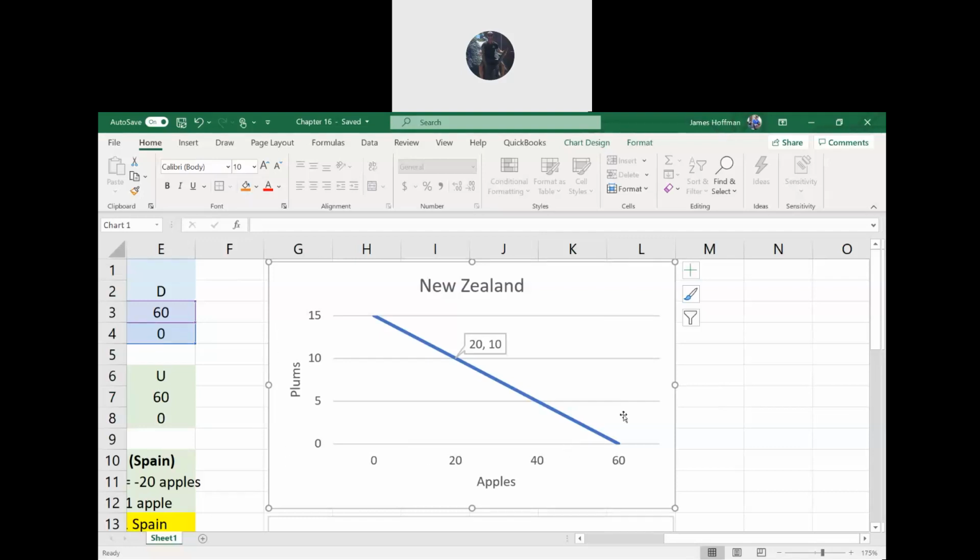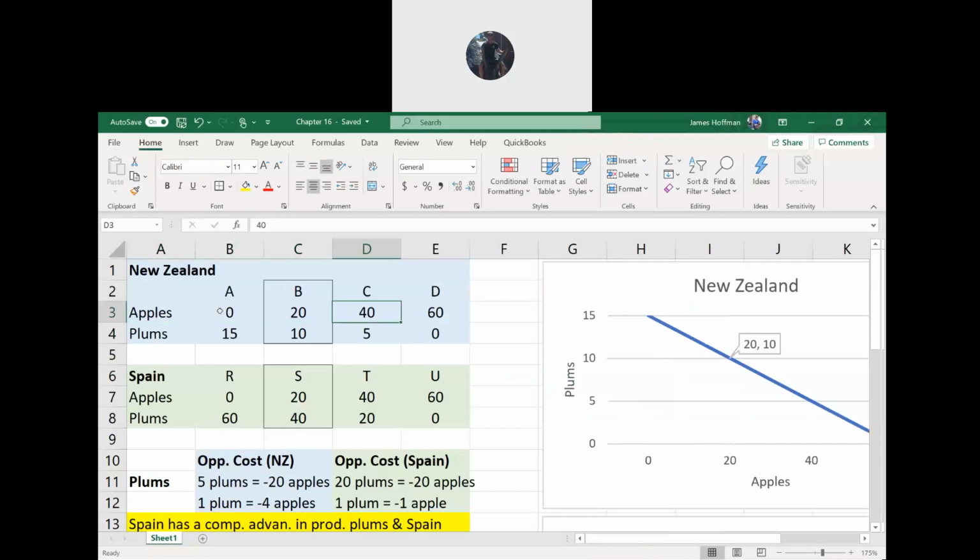Okay, well, yeah, exactly, 60, right? So we're producing 0 plums, and that means that the max we can produce is 60 apples. Exactly. So point D is, yeah, 60 is exactly right. So New Zealand's going to produce no plums and opt to produce 60 apples.